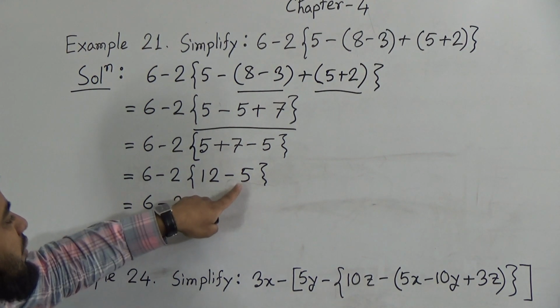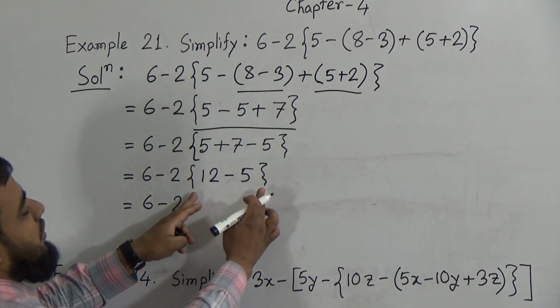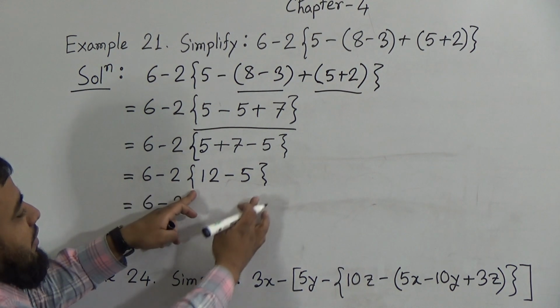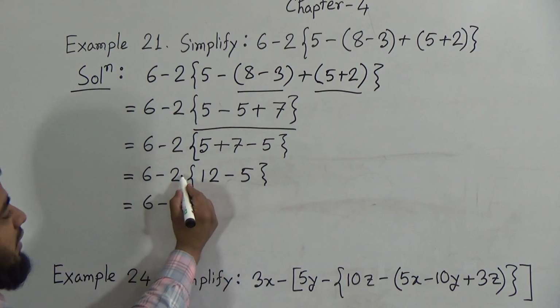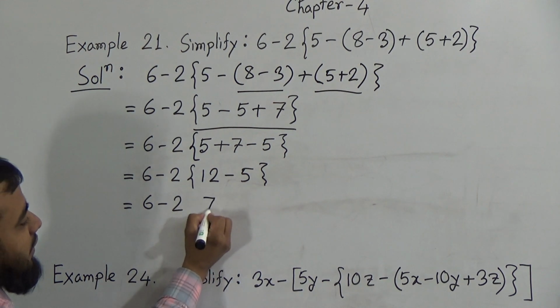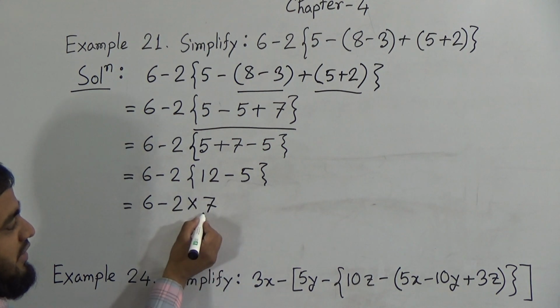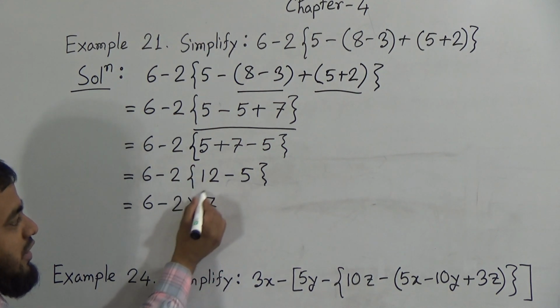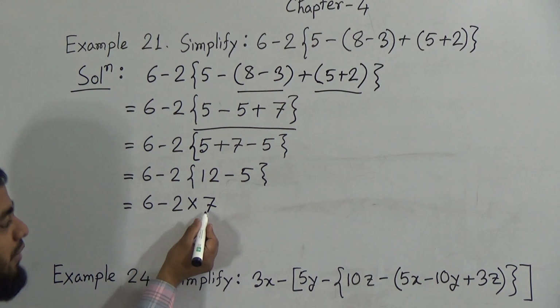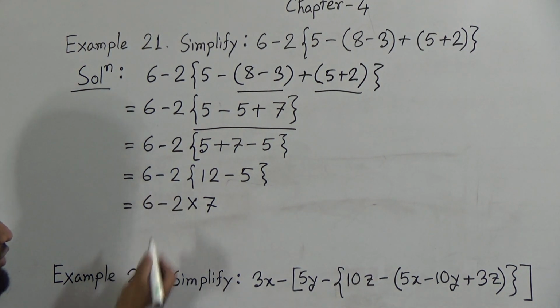Now look, before this bracket we have only this number 2, so this 2 is multiplied with this bracket, because there is no sign. So this bracket is equal to 7, and this 7 is multiplied with this 2. 12 minus 5 equals 7, so the second bracket we can omit because 7 is a single number. So now this 7 is multiplied with this 2, and we can write this down directly.